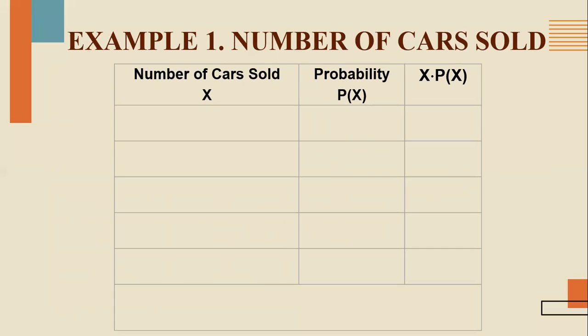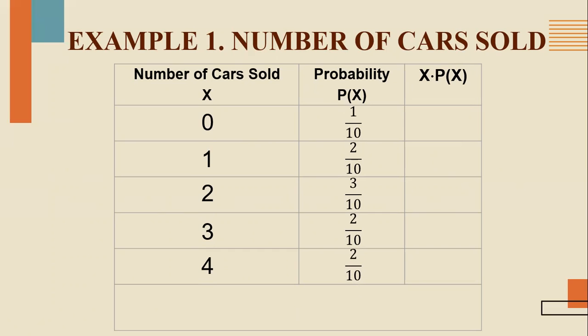The first is we need to solve for the mean. So number of cars sold, we have 0, 1, 2, 3, and 4. And then corresponding probability for 0 is 1 over 10. For 1, it's 2 over 10. 2 is 3 over 10. 3, 2 over 10. And 4, 2 over 10.